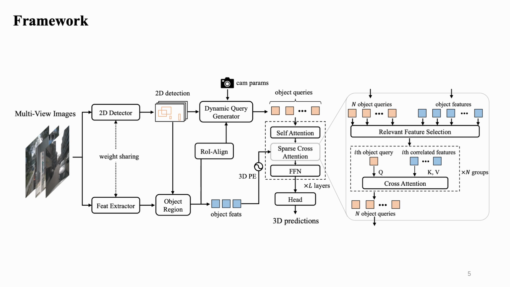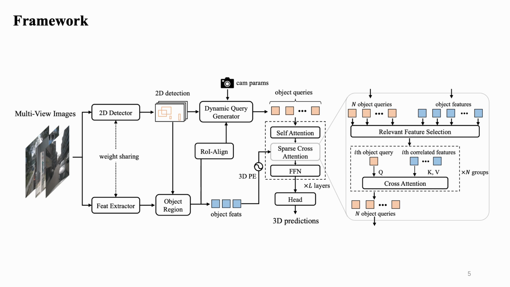queries. ROI align is applied to the object regions to obtain the fixed-length object features for Query Generator. All the features fallen in the object regions are decorated with 3DPE. Then the object queries and object features are input to a decoder to update query features.